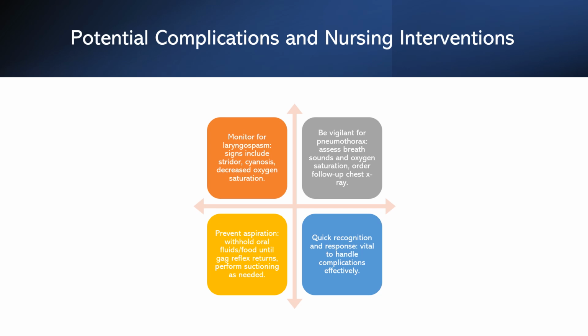Now let's look at the potential complications and nursing interventions. As nurses, it's our responsibility to monitor our patients closely to catch any signs of complications early and intervene effectively. Let's dive in. One possible complication is laryngospasm. It's a fancy sounding term, but it just means uncontrolled muscle contractions of the vocal cords. These spasms can impede the patient's ability to inhale. It's like trying to breathe through one of those tiny coffee straws. I'm sure we can all agree that's not fun.